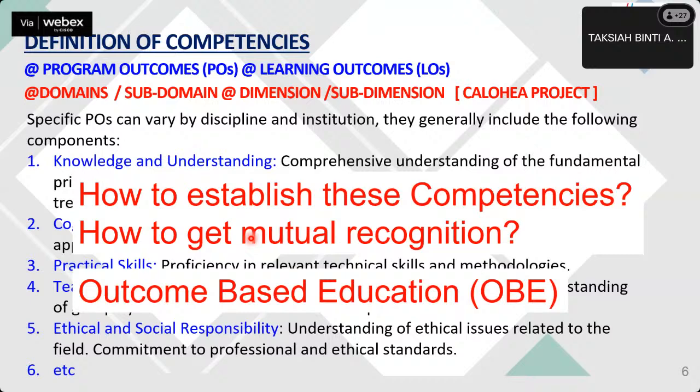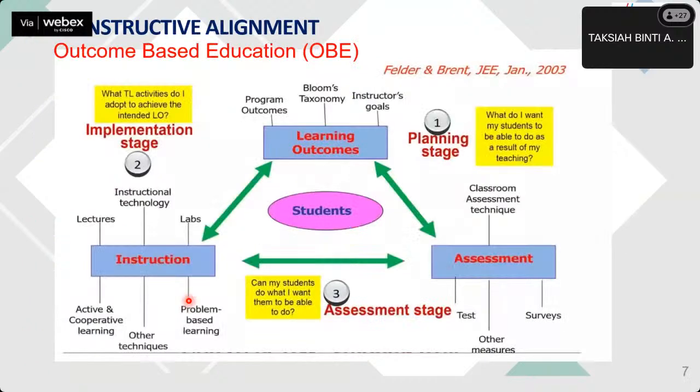So all this, okay, we also heard the term outcome-based education. Outcome, we're referring to the program outcomes, or sometimes they call it learning outcomes. In this project, we call it competencies. Okay. All right, so I just give you a quick diagram to show that under outcome-based education, we have three main components. I'm referring to Felder and Brent, who are very much the experts for this education.